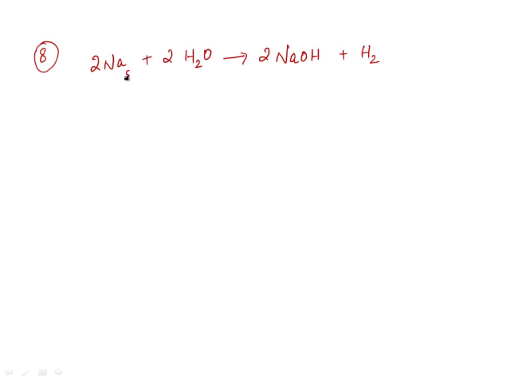Now if you put the physical state, this must be solid, this must be liquid, this must be aqueous, this must be gas. So the balanced equation is given to you, and the other quantities given to you are the mass of the reactants: sodium, 2 grams, and 10 grams of water. That's all that is given in your question, okay?